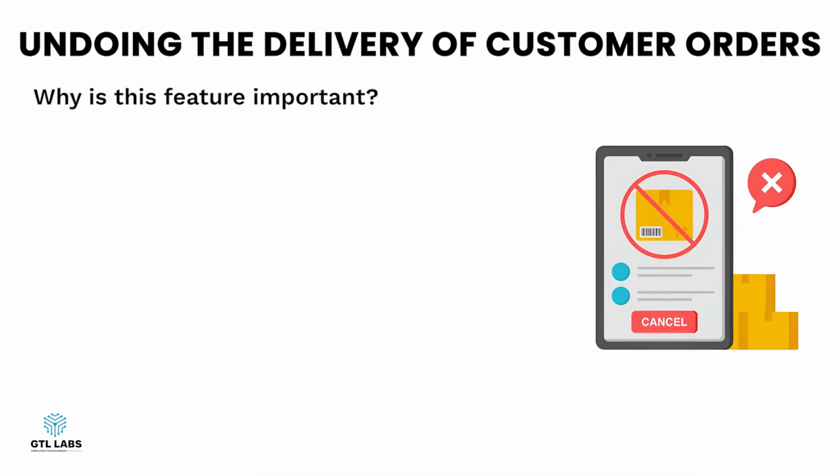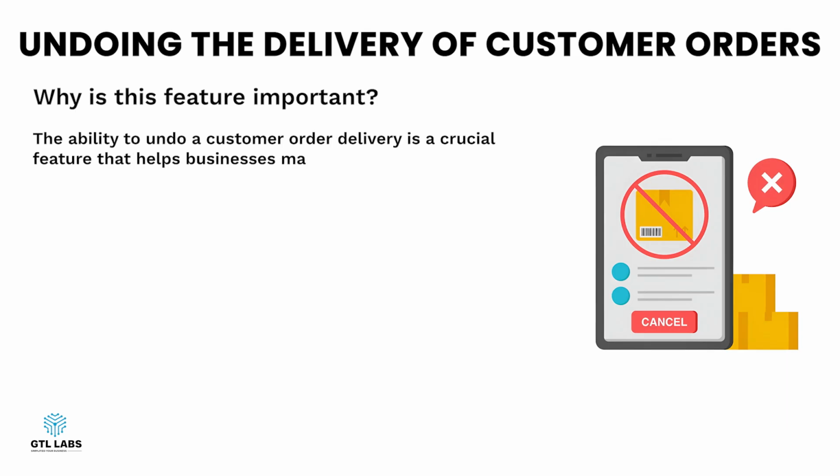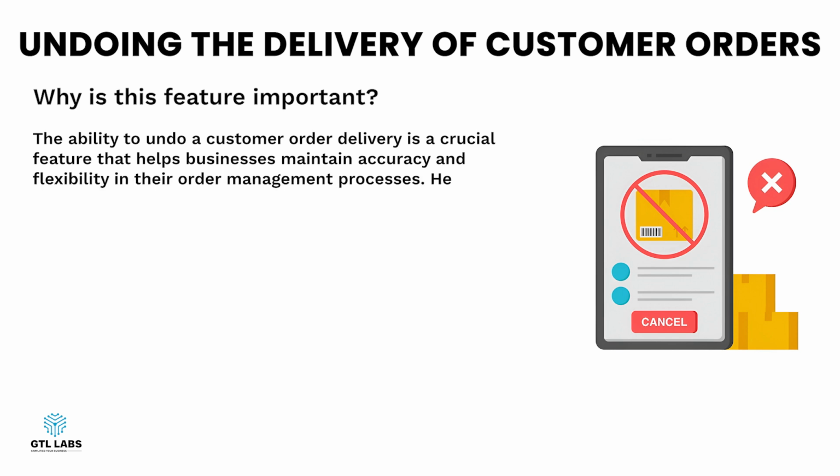Why is this feature important? The ability to undo a customer order delivery is a crucial feature that helps businesses maintain accuracy and flexibility in their order management process. Here's why it's important.